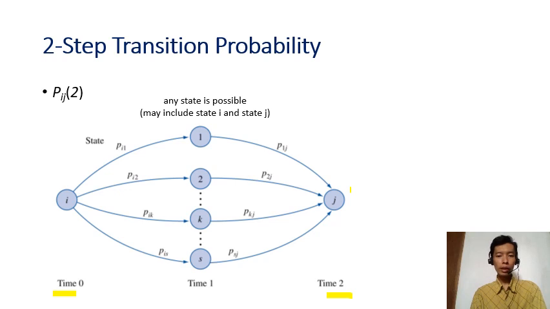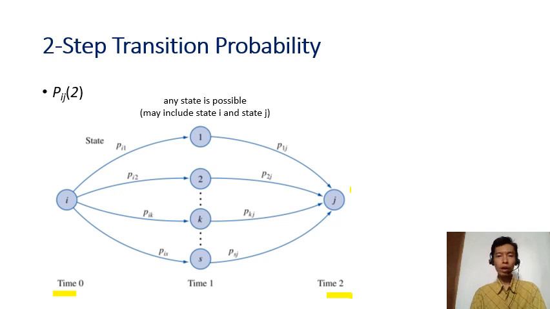We don't really care what happens at time 1. So at time 1, any state is possible. It may include state I itself or state J. It doesn't matter. Everything that matters is just I at time 0 and J at time 2.